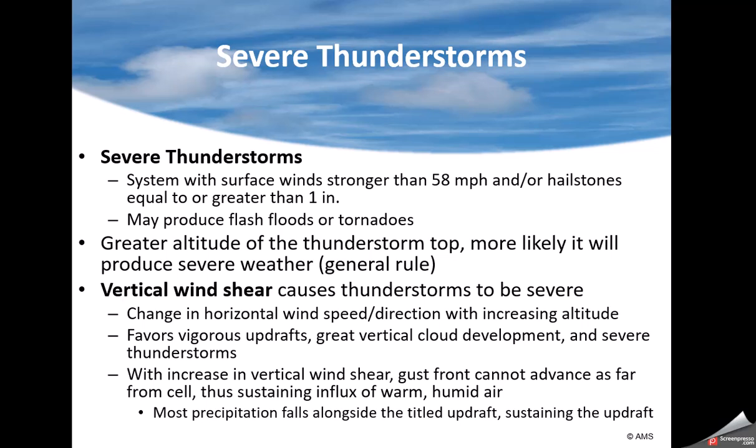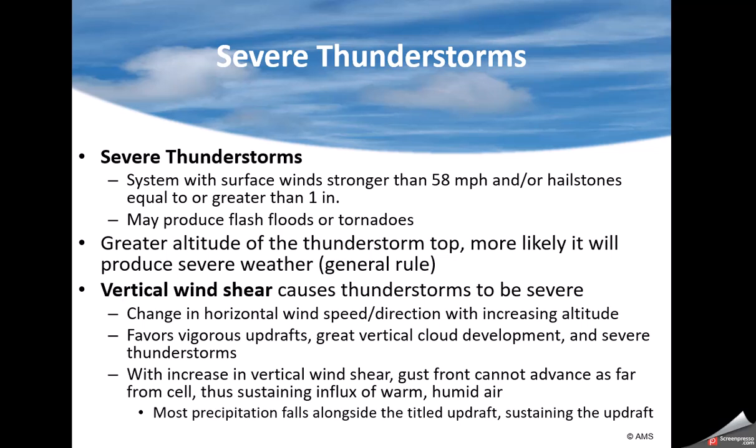So with that, winds have to be stronger than 58 miles per hour. Hailstones must be equal to or greater than 1 inch, and there may be a tornado, which would be a tornado warning. So you see anything about lightning? I used to get phone calls all the time complaining, wow, I got a severe thunderstorm.